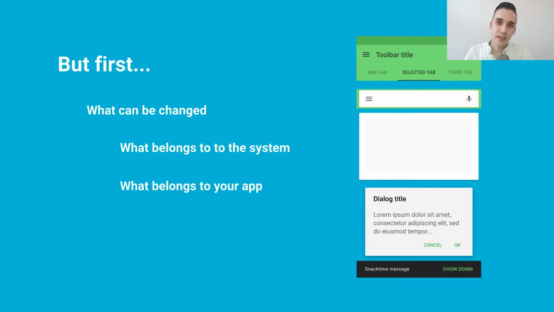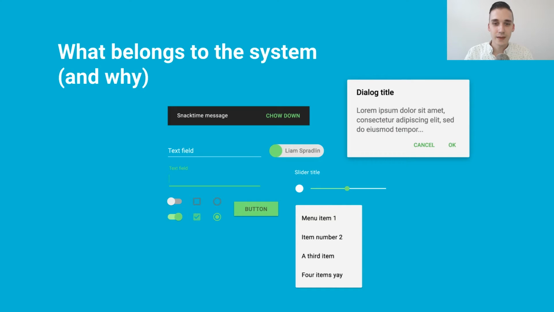But first, what can be changed, or how can we extend things without creating an uncomfortable or unfamiliar experience for the user? To answer that question, we'll look at what belongs to the system versus what belongs to your app. First, what belongs to the system? A lot of this category is atomic level components like text input, sliders, list controls like radio buttons and checkboxes, toggles, snack bars, popover menus, things like that. These components form an underlying thread of familiarity for the user, so on the platform they'll feel comfortable as they move from one app to the next.